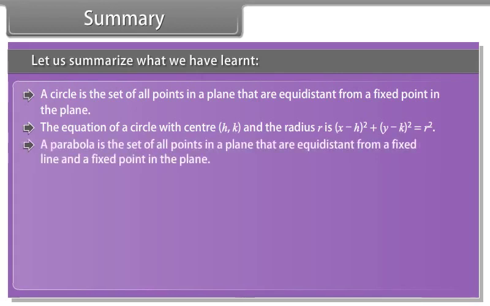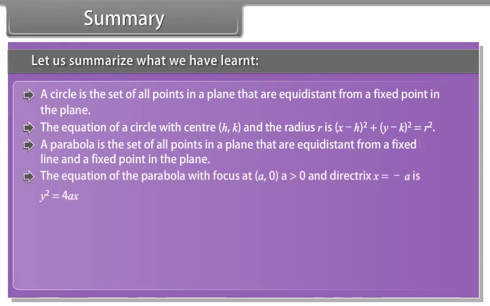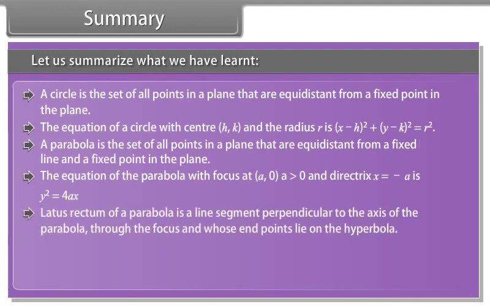A parabola is the set of all points in a plane that are equidistant from a fixed line and a fixed point in the plane. The equation of the parabola with focus at (a, 0), where a is greater than 0, and directrix x is equal to minus a is y square is equal to 4ax. Latus rectum of a parabola is a line segment perpendicular to the axis of the parabola through the focus and whose endpoints lie on the parabola. Length of a latus rectum of the parabola y square is equal to 4ax is 4a.